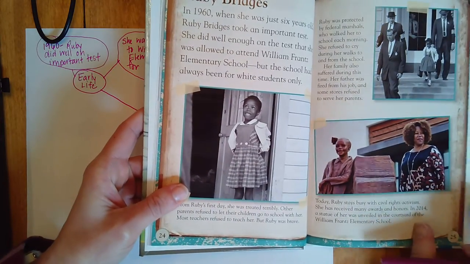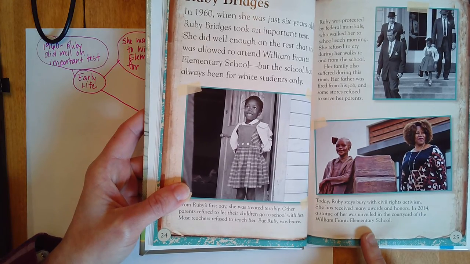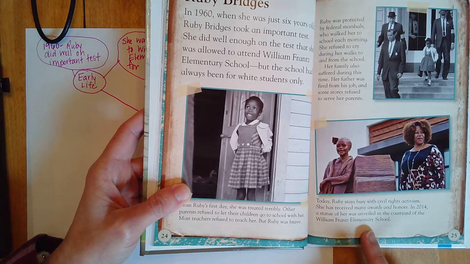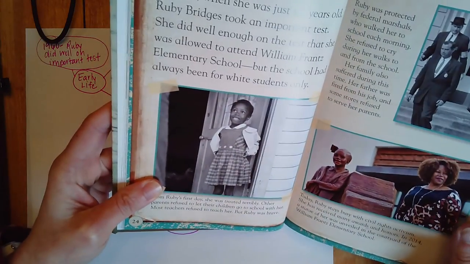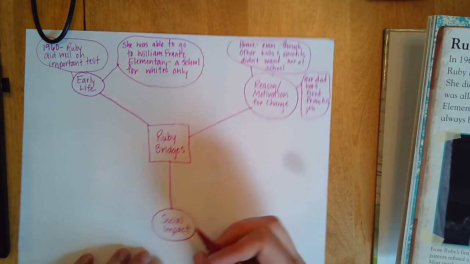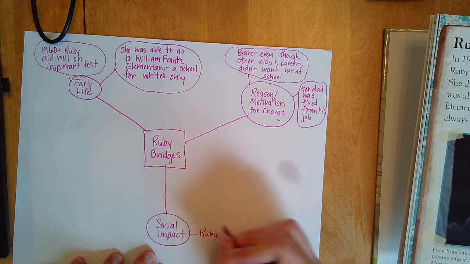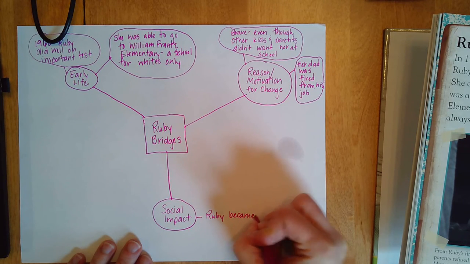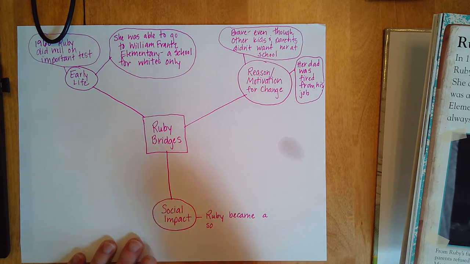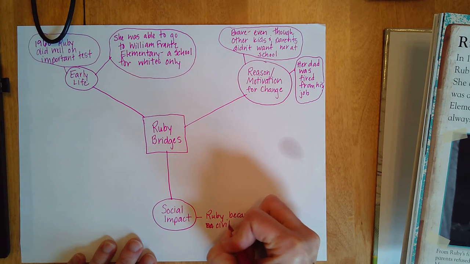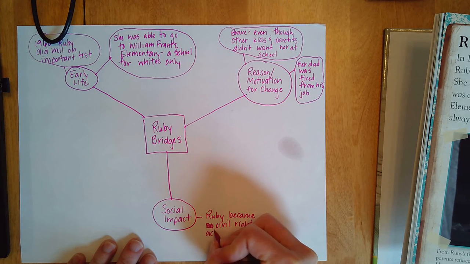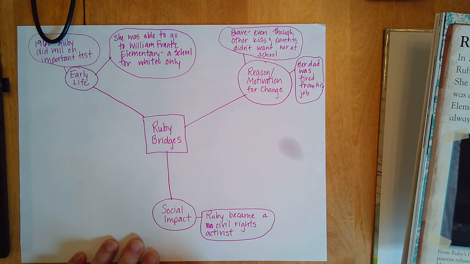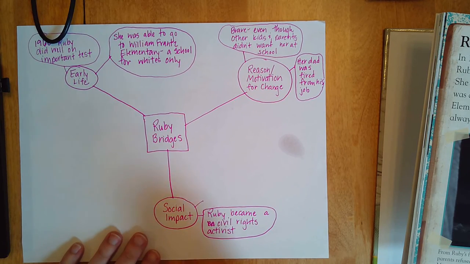And if I look at this section and the last part, it says, today, Ruby stays busy with civil rights activism. She has received many awards and honors. In 2014, a statue of her was unveiled in the courtyard of William Frantz Elementary School. So we could say the social impact, as a result of what she did, Ruby became a civil rights activist. And there's a statue of her at the school.